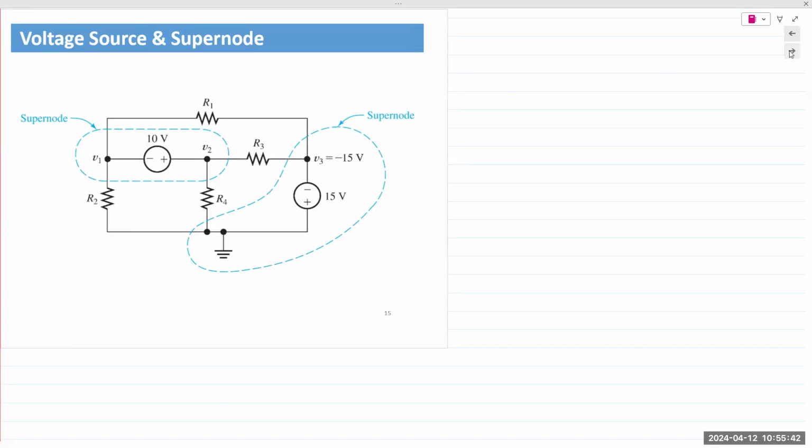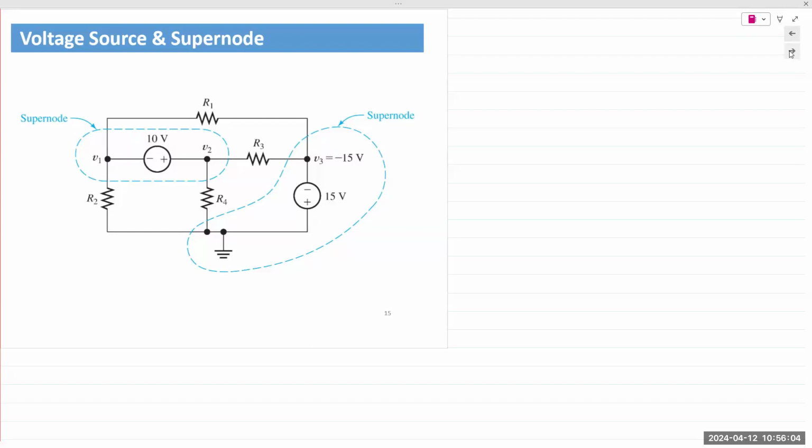Sounds like something from a superhero movie or something, but it's not. Like voltage and current division, this is simply a shortcut. If we have one voltage source in a circuit, we can choose one end of the source as a reference point, and we have an answer for the node at the other end, right?